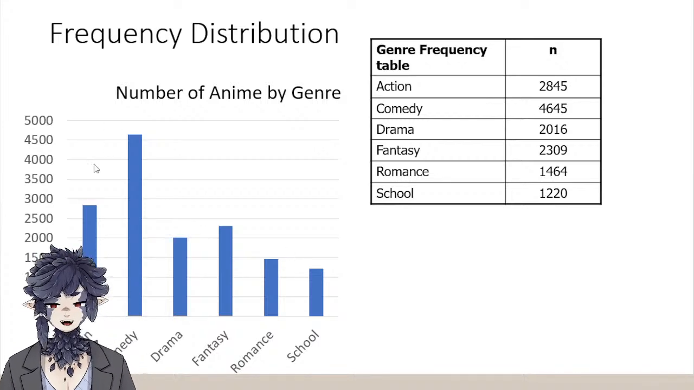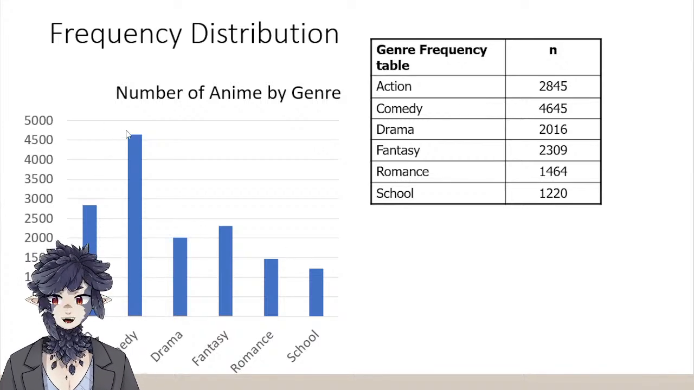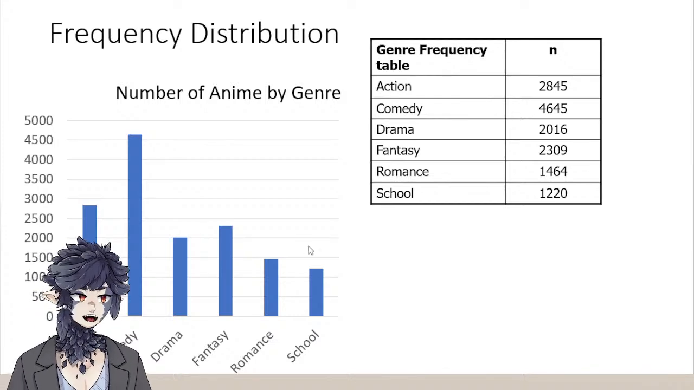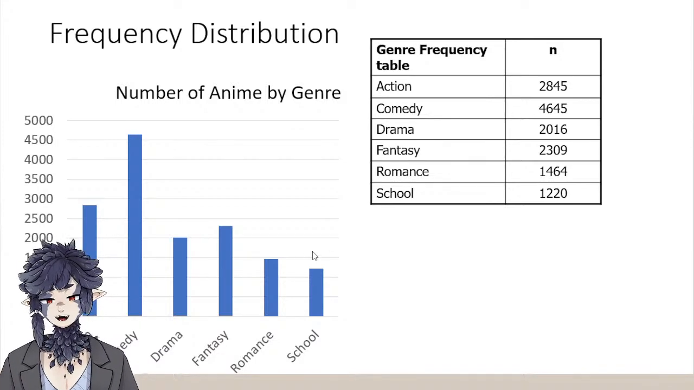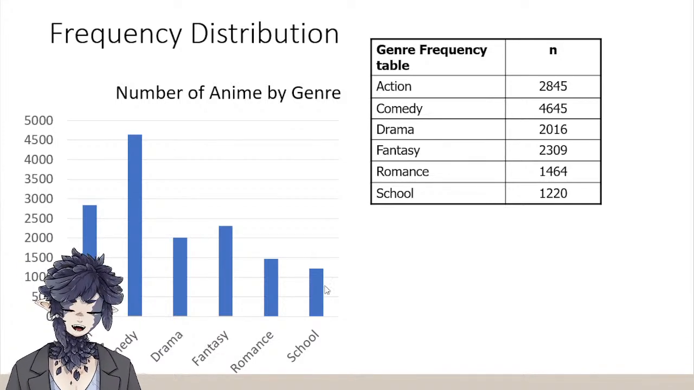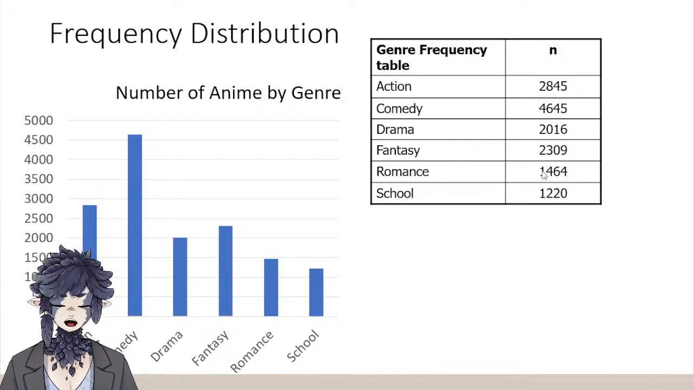And you can see that in this graph. You can see comedy was the most common. It had the highest number of anime. School was the least common. There were relatively few anime that took place in a school, but that's still a lot of anime. That's still over 1,000 anime.